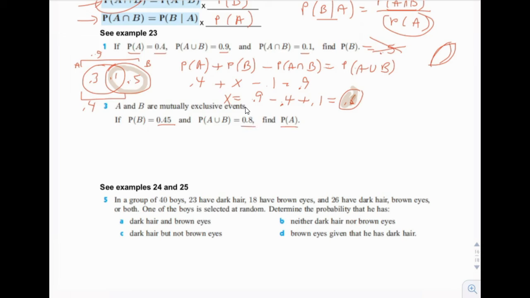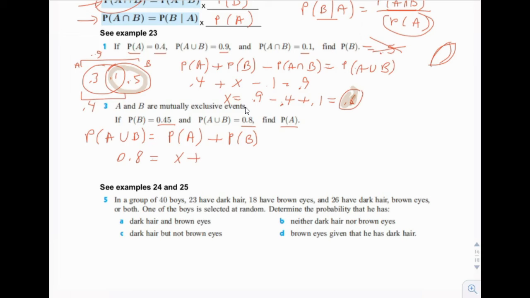Okay, so remember, the addition rule for mutually exclusive events is probability of A union B is equal to the probability of A plus the probability of B. So probability of A union B is 0.8. Probability of A is, we don't know. Probability of B is 0.45.